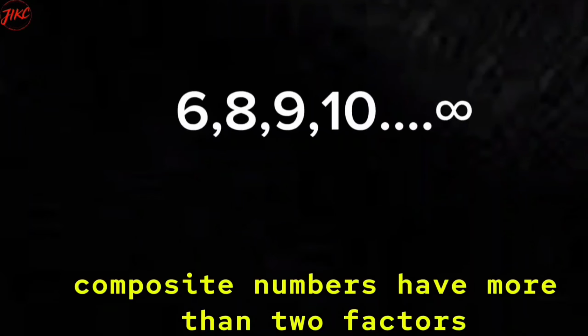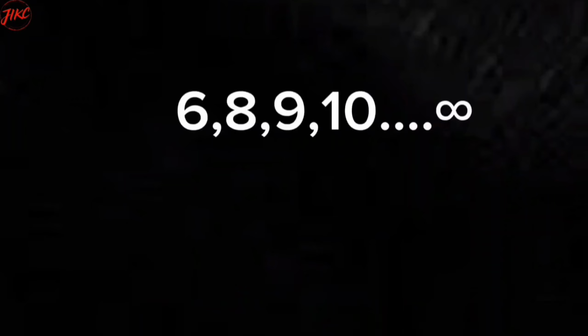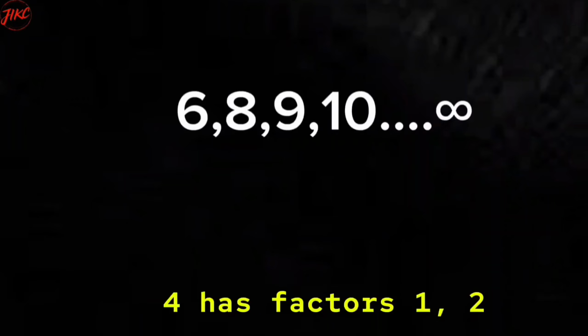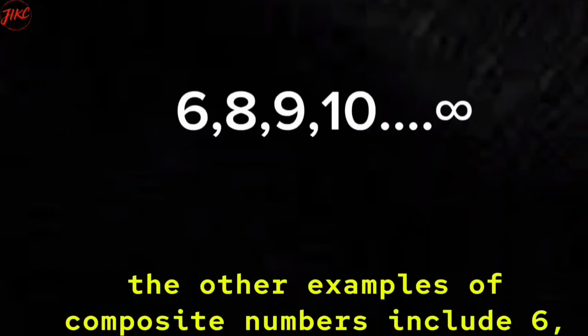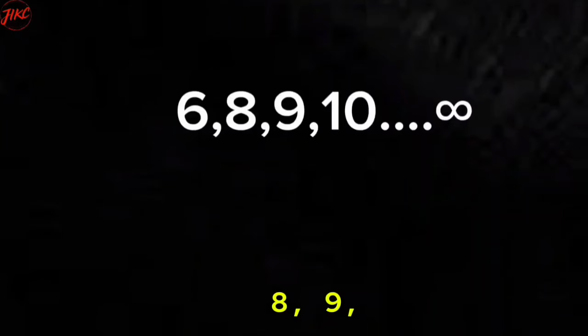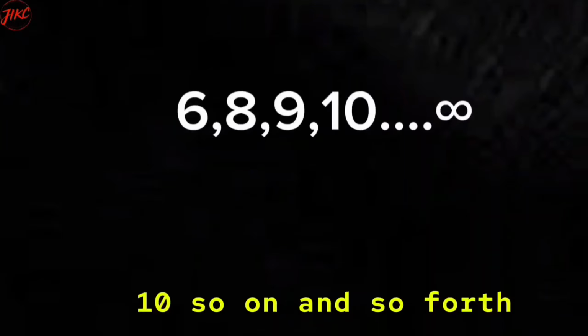Composite numbers. Composite numbers have more than 2 factors. For example, 4 has factors 1, 2 and 4. The other examples of composite numbers include 6, 8, 9, 10, and so on.